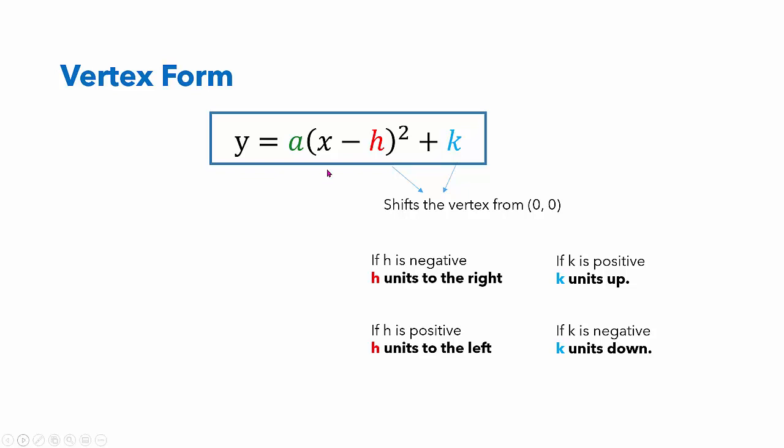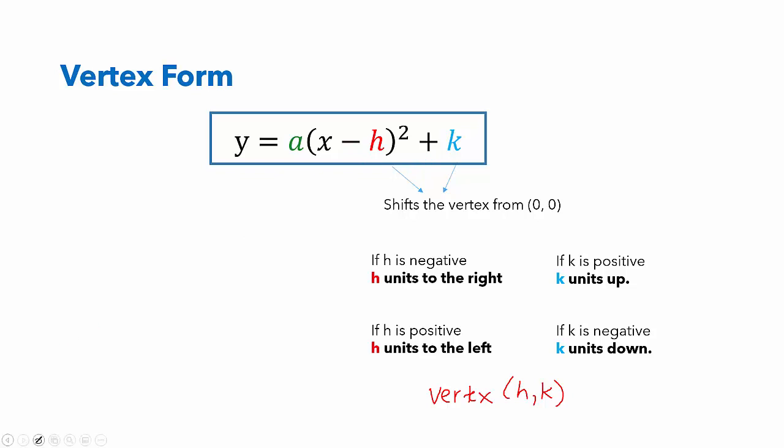All in all, what that means for us is that the vertex of this equation would be at H, K. So in this general form, we will typically see a minus sign here and a plus sign here. And if we see opposite signs, we know to move in the other direction.